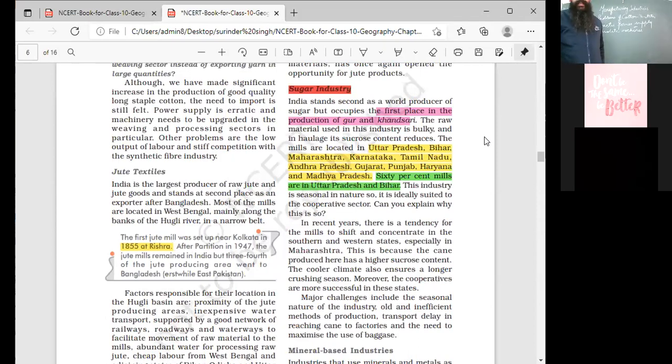Those cooperatives purchase sugarcane directly from the farmers and sell it to the sugar mills, through which the exploitation of farmers is reduced. Exploitation of farmers reduces in India through the selling of sugarcane through cooperative societies. According to recent observations, the concentration of sugar mills is increasing in South India. Most sugar mills are concentrated in Southern India.